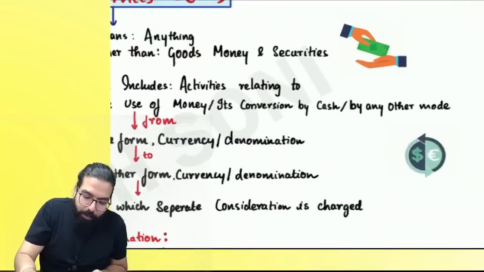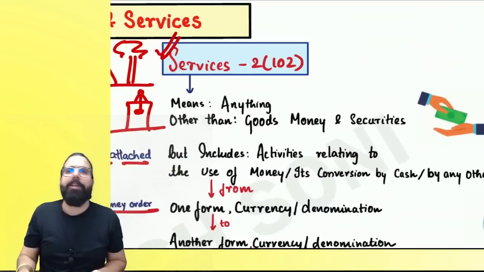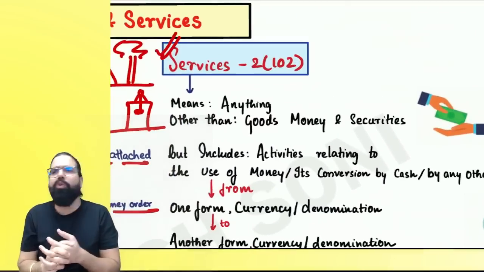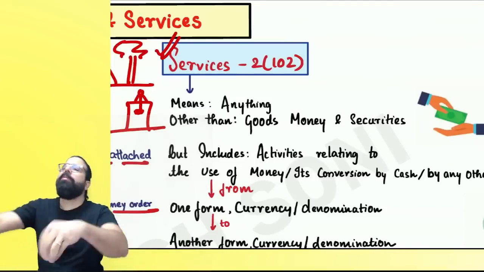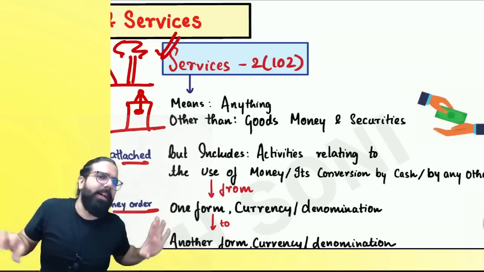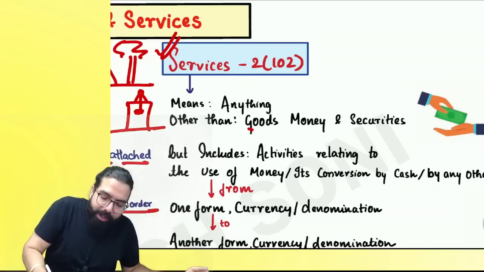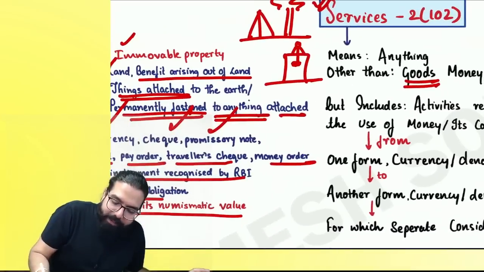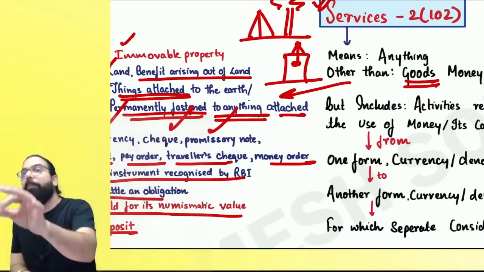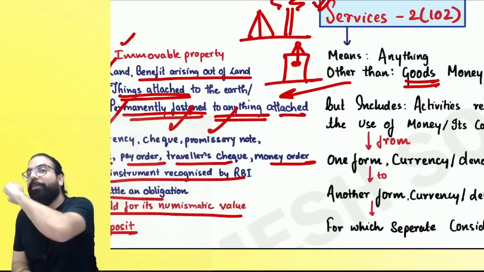On the right side, it says services. What do you mean by services? The definition of services is given in Section 2 clause 102. Services means anything other than goods. What is not goods, everyone? Can you tell me? Immovable properties are not goods, and hence immovable property falls in the definition of service.